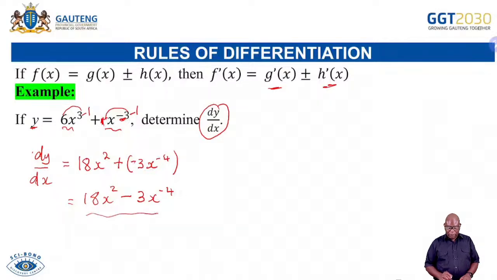Please, please do not derive one part, like for instance, derive this one and leave out the other one. Derive the whole thing there. Okay. All right. Now, here's another derivative.